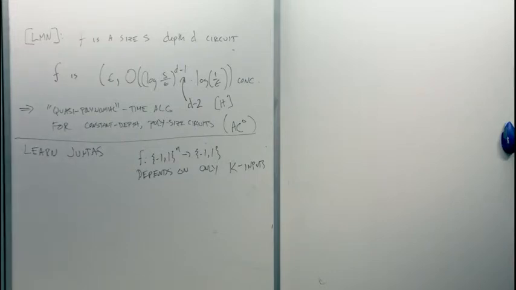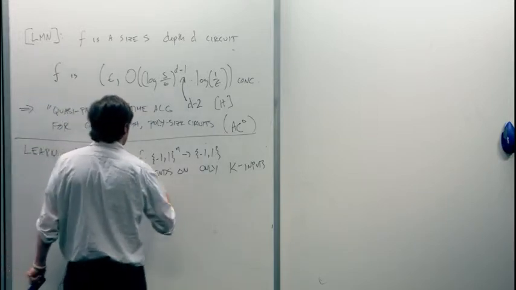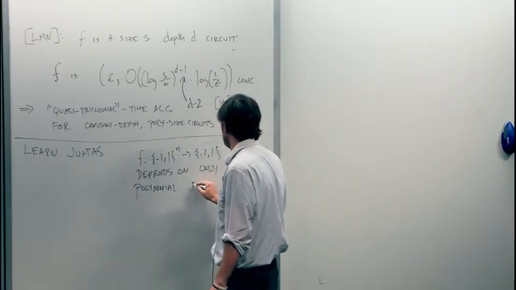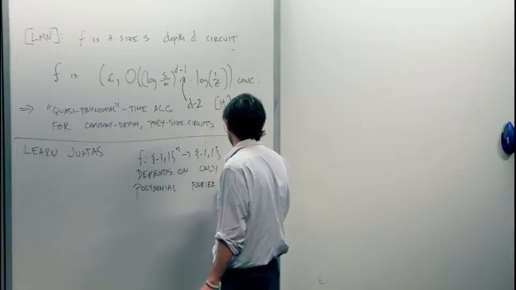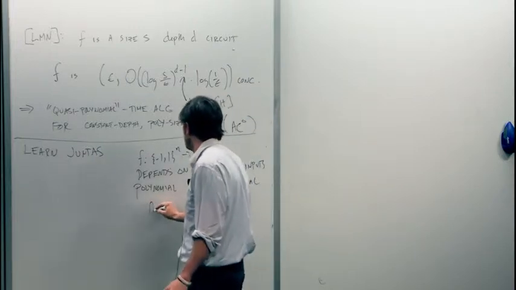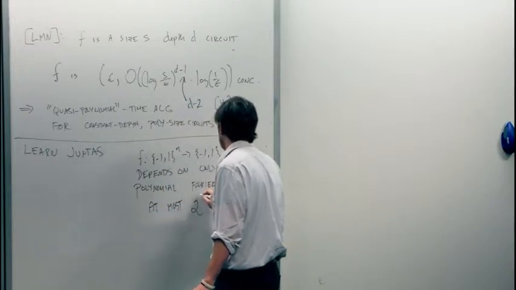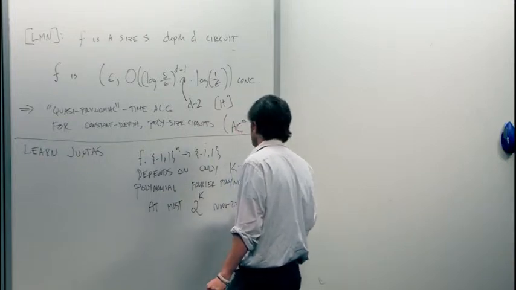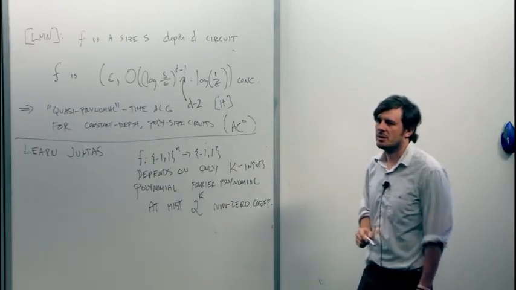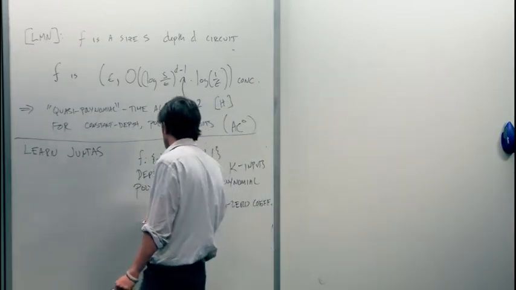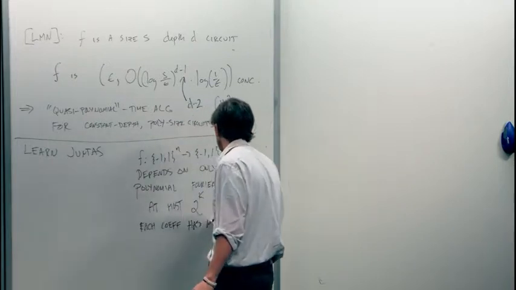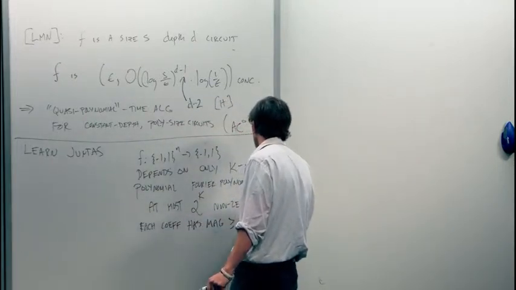Okay, so one way to think about a k junta is that its Fourier polynomial has at most 2 to the k non-zero coefficients. Any coefficient that involves a variable that's not relevant to the function will be zeroed out. And each coefficient has magnitude at least 1 over 2 to the k.